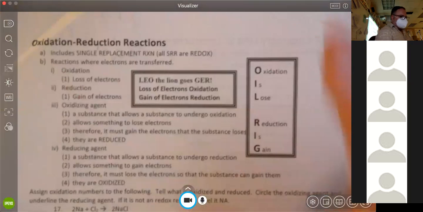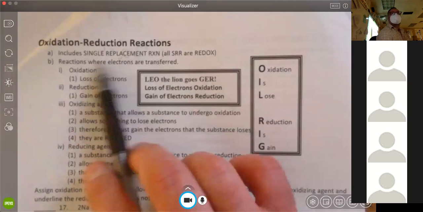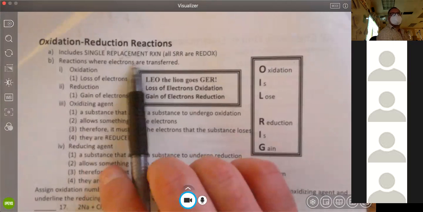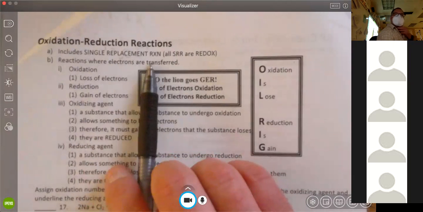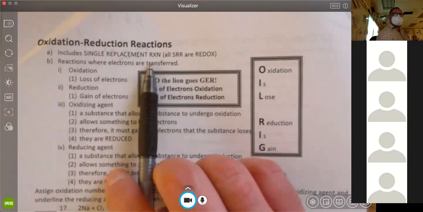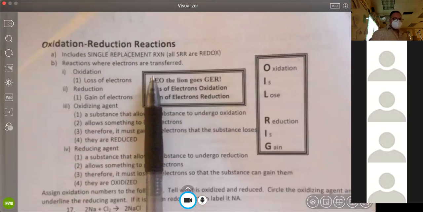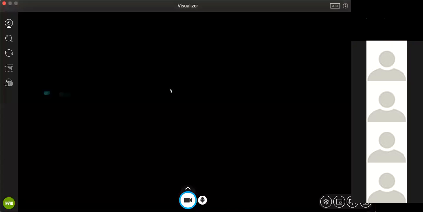So oxidation reduction reactions include all single replacement reactions. But I think maybe I want to show you this. Anybody have a penny dated before 1983? So let's take a look at this.